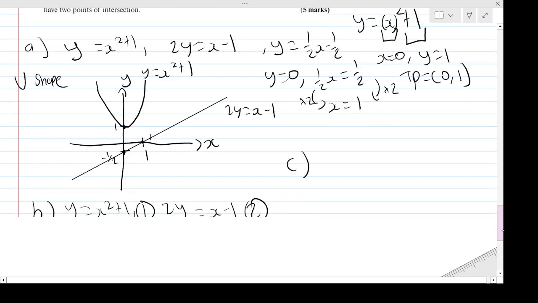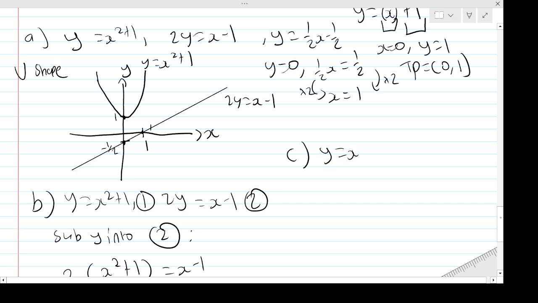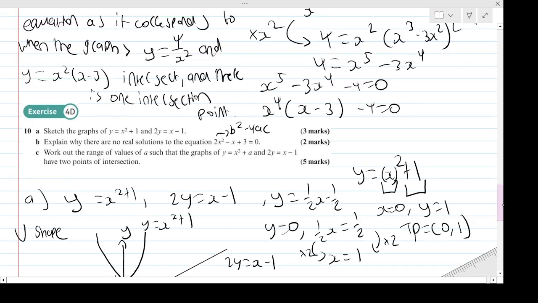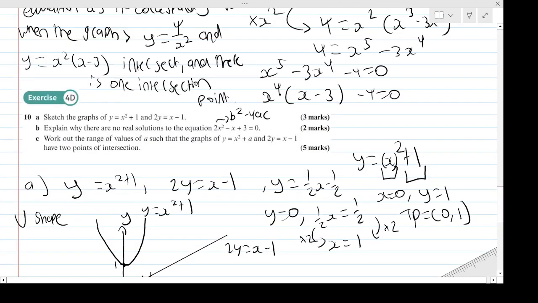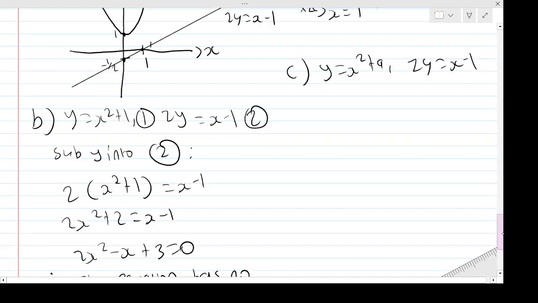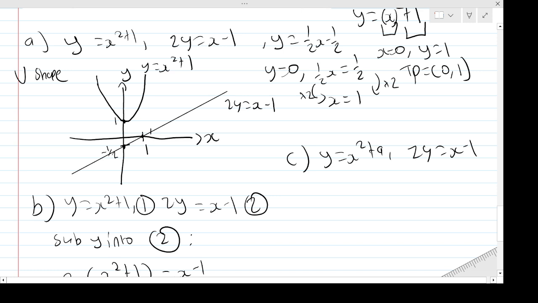Well, again, let's consider y is x squared plus A and 2y is x minus 1. It's talking about points of intersection, right? So if we're considering points of intersection, again, we need to equate the two graphs together to get those points of intersection. So if y is this, well then I can substitute it into the other equation. So two lots of y, which would be x squared plus A, is going to be x minus 1, and that's an A to be clear.